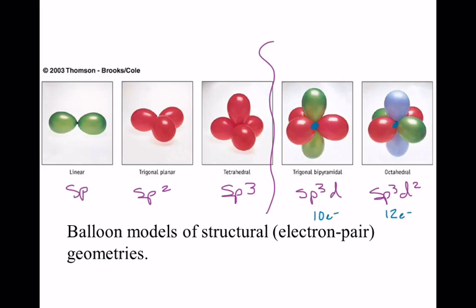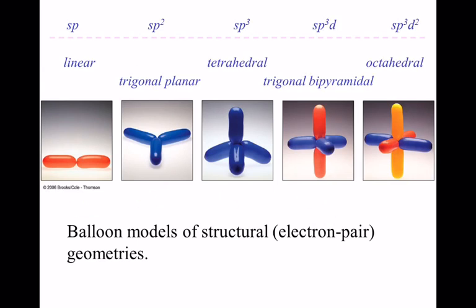And you might be saying, well, how do these get a complete octet? And the answer is pi bonds. They don't count for geometry, but they count for giving it an octet. Okay, some more balloons.